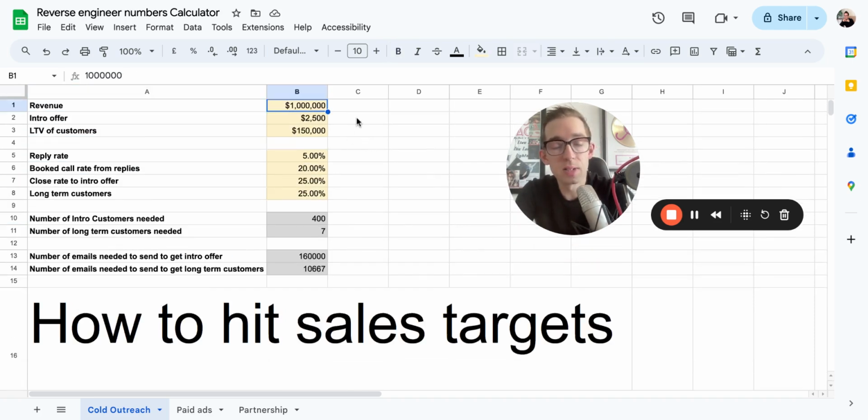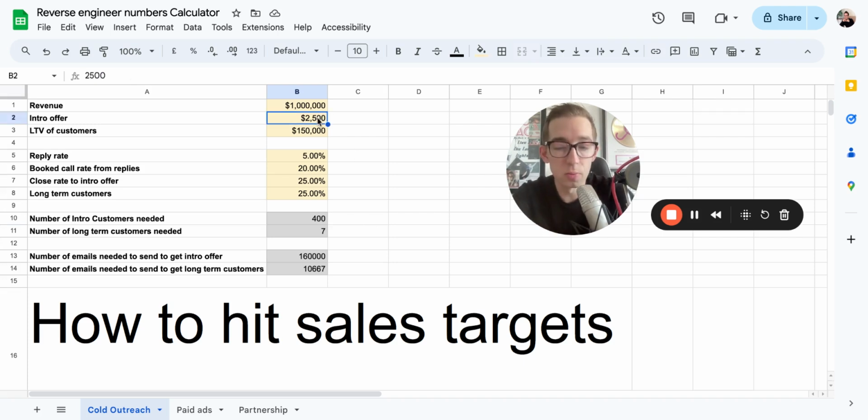So here, if we're saying the target is 1 million and we only did intro offers, so it's like one time $2,500 or $3,000 or whatever that number is. If we only did that, then we would need 400 customers from cold email. So that's quite a lot, right?